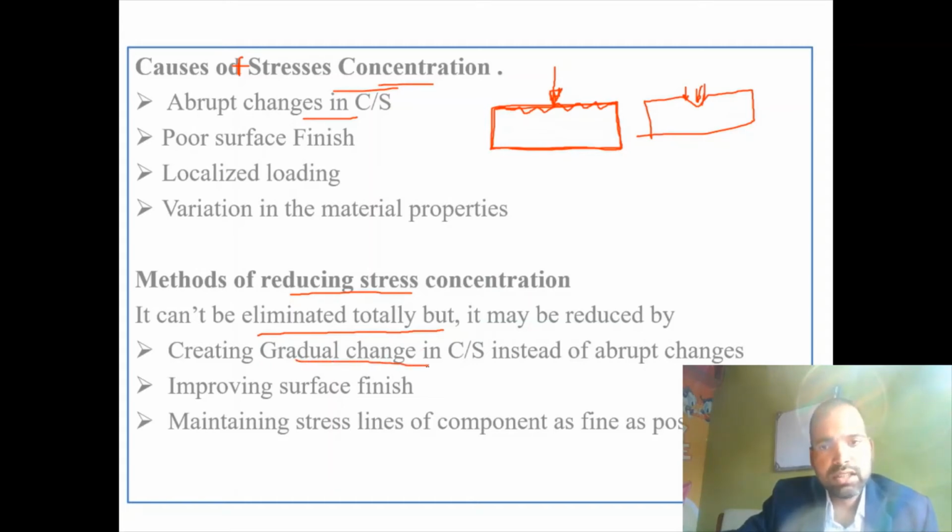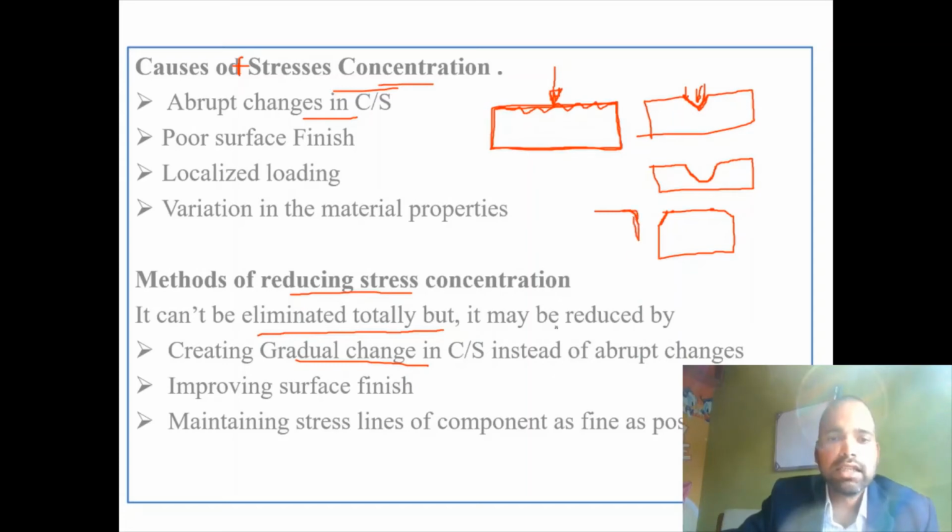By creating gradual changes in the cross section. Now if you take this example, instead of sudden changes in the cross section, the gradual changes in the cross section take place like this. So I cannot eliminate the notch, but instead of creating a sudden notch in the component, I can create a gradual notch in the component. Similarly, at the corner of the rectangular component, sometimes we give a fillet. So instead of this sudden change in the cross section, we can give a curved fillet in the component, so that we can eliminate the sudden change in the cross section.